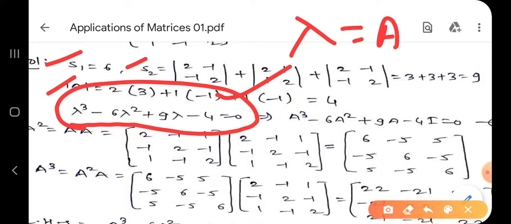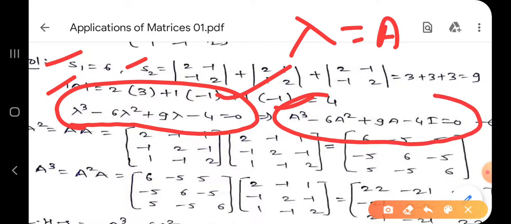What will we get? A cube minus 6A square plus 9A minus 4 into identity matrix is equal to 0. As I told you, whenever we write lambda equal to A, at that time we have to take the identity matrix for the constant. So here A cube minus 6A square plus 9A minus 4I is equal to 0. This is our Cayley Hamilton theorem. We have to show that LHS is equal to RHS to verify Cayley Hamilton theorem.